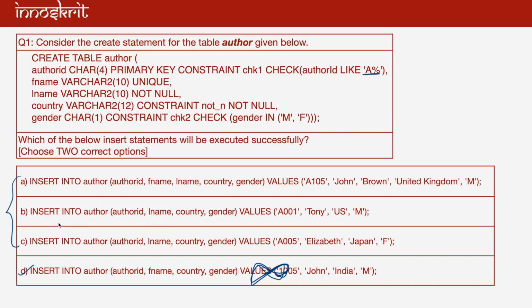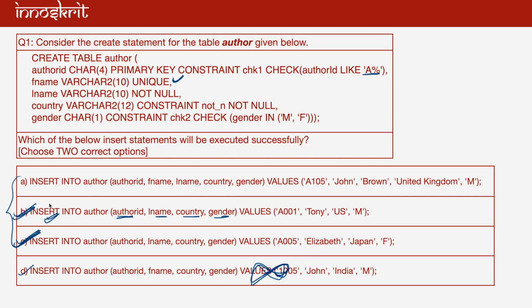See, option B will be running because you have mentioned author ID, L name, country and gender. I think this is fine because F name will be null. First name will be null, and it can be null, but it should be unique, right? So null values can be stored. Fine, so option B will be running fine. Now let's look at option C. Option C, again it is the same: author ID, L name, country, gender, and you are specifying the values. So option C will also be running.